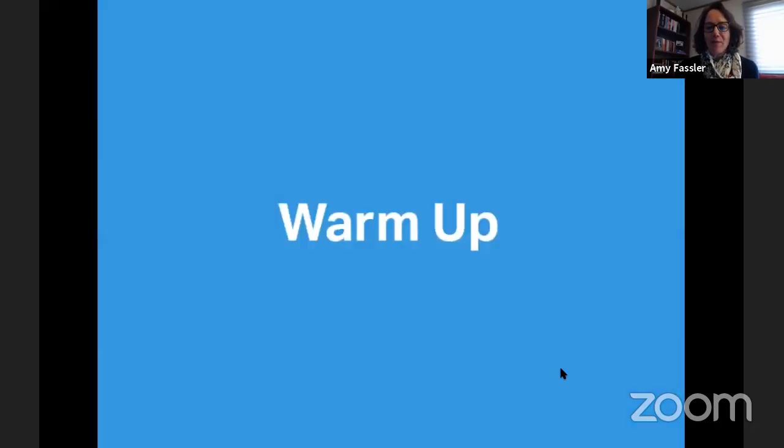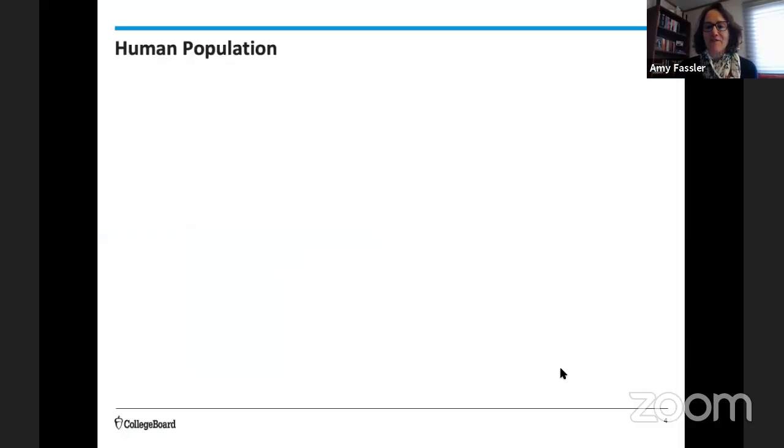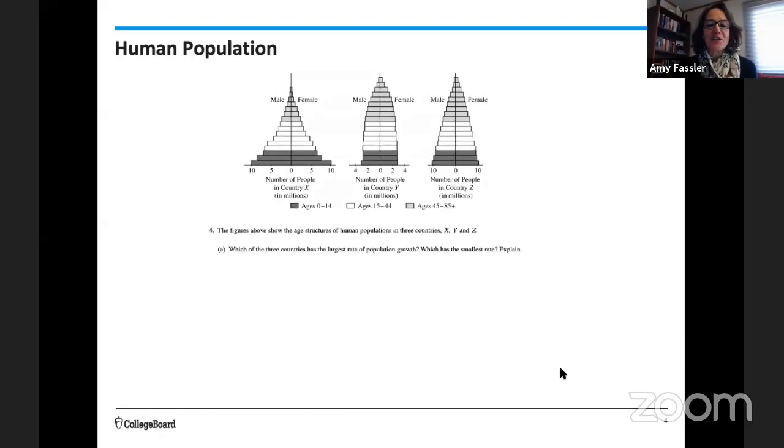So for our warm-up, we're going to take a look at the population FRQ that you did yesterday. We are, by the end of today, halfway through our review session, so we'll be due for a little bit of celebration. You started yesterday by looking at this diagram, this model of age structure diagrams, sometimes called population pyramids, and you have three countries, X, Y, and Z.